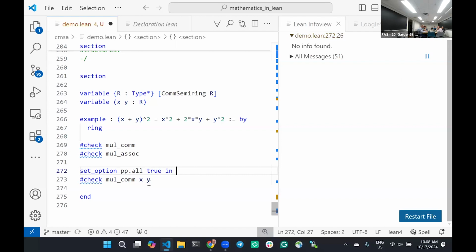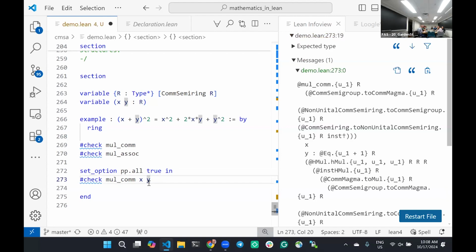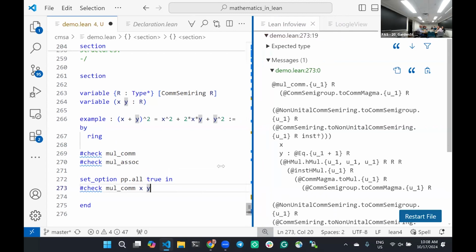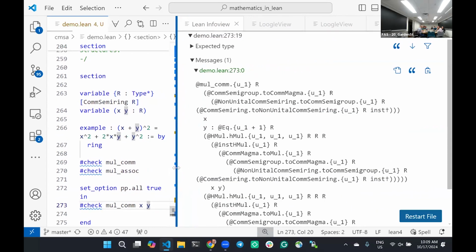So I'm telling Lean to pretty print everything, just turn off all the hidden arguments and notation and so on, and just show me everything. And so when you type mcom x y, this is what Lean sees. This is what mcom x y parses to. This is the full expression.